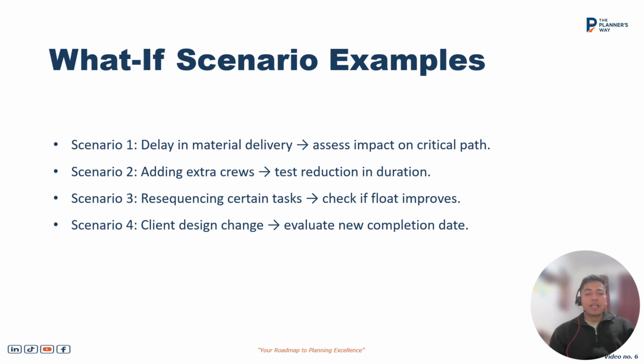Secondly, we have adding extra crews. That means adding or implementing extra shifts or extra resources or an extra gang of resources to reduce the durations. Then, resequencing of tasks to check if it improves any float. In this case, we can just work around the logic, amending the original logic, for example from finish to start to start to start, and look at whether there will be any changes on the floats or any impact on the critical path in the situation.